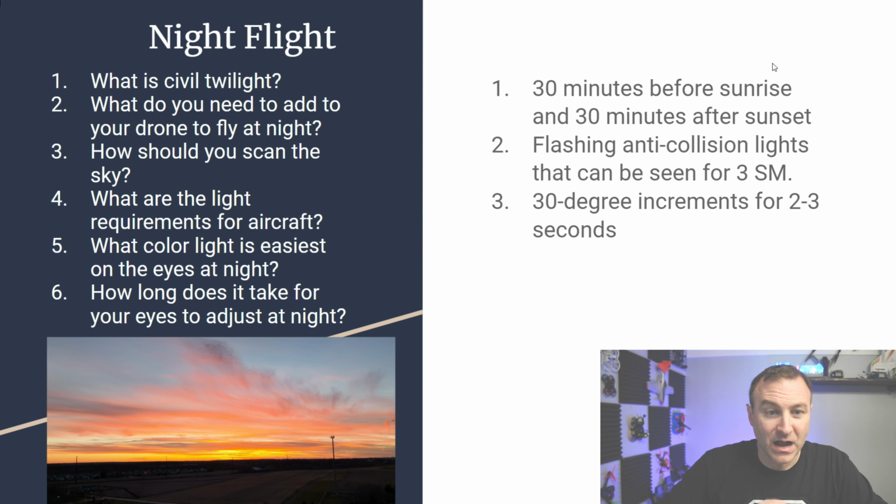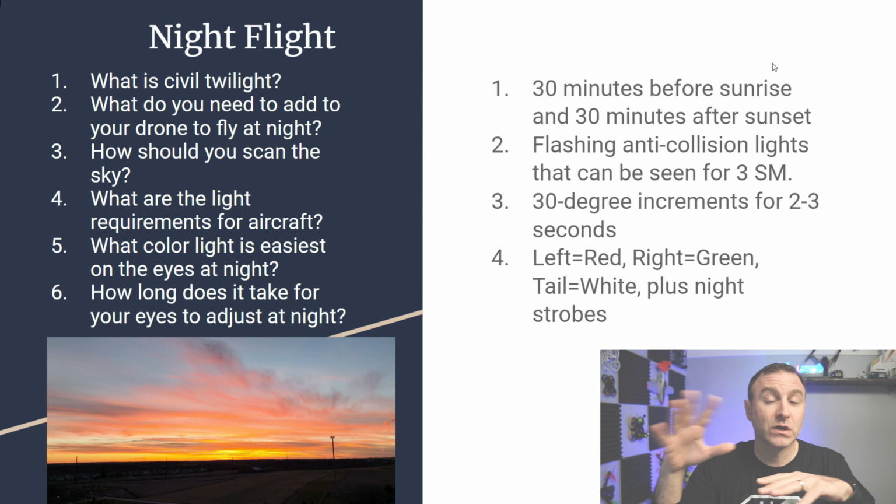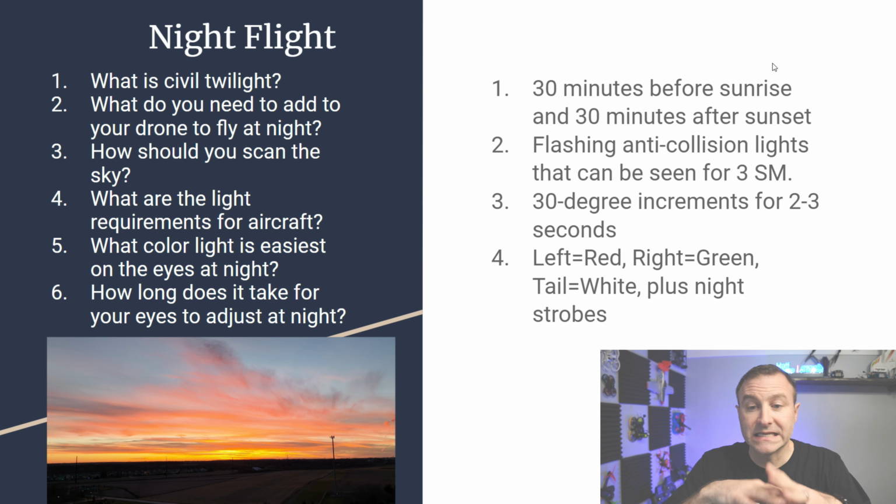All right. What are the light requirements for the aircraft? And this is pretty standard, right? If you're looking at planes in the air, you'll see this. The left side of the drone or plane is red. The right side of the plane is green, and the tail light is white.